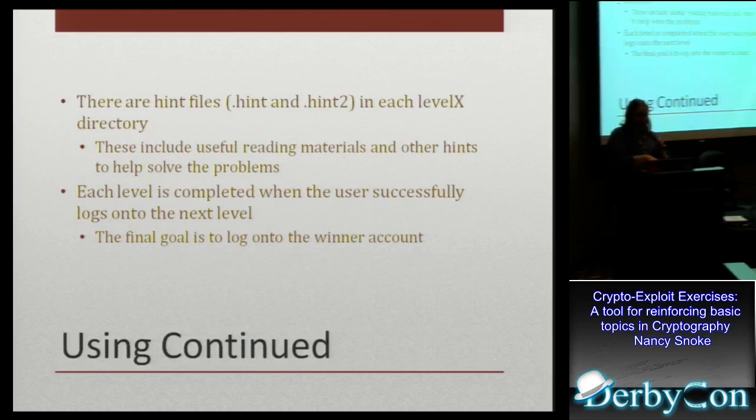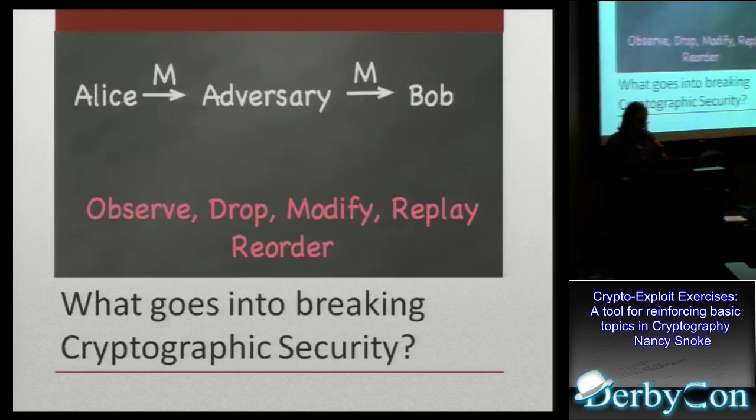So if you have problems, I created hint files, which are .hint and .hint2, to help you out. And I give reading material in each level in case you just don't know anything about the topic. The final goal is to get onto the winner account after level 15. So, all right, now I think I'm talking really fast here. Anyone stop me if they have questions. But I was just going to do a little background cryptography leading up to the demo.